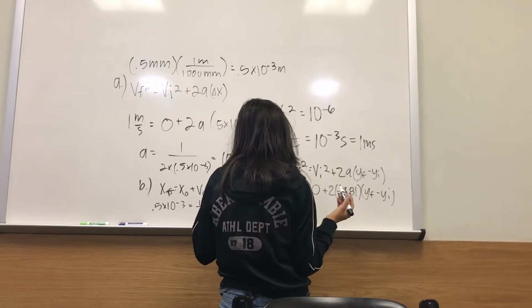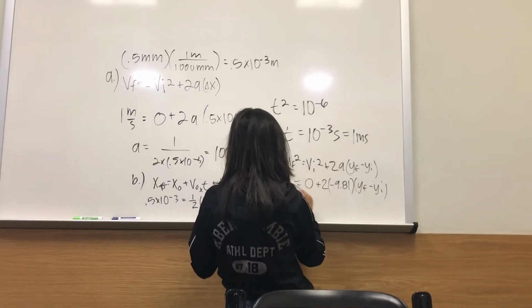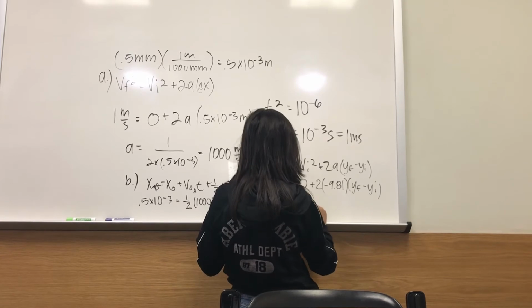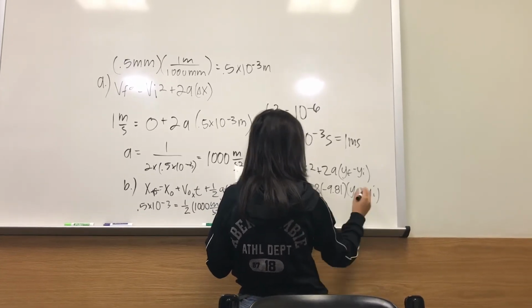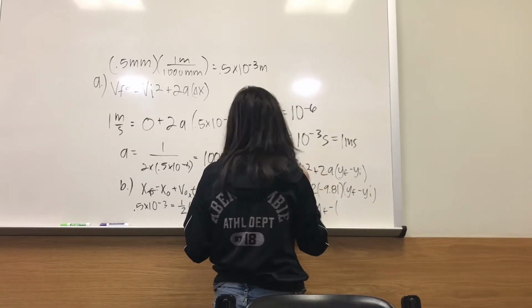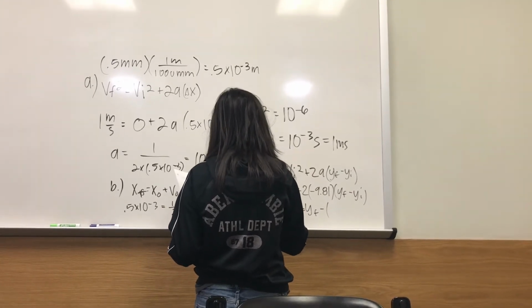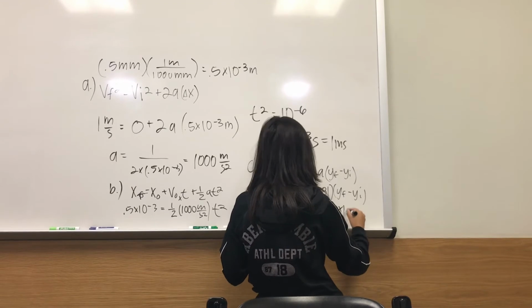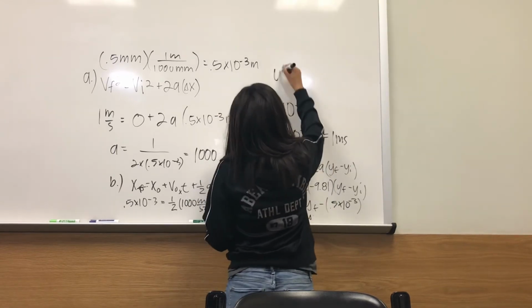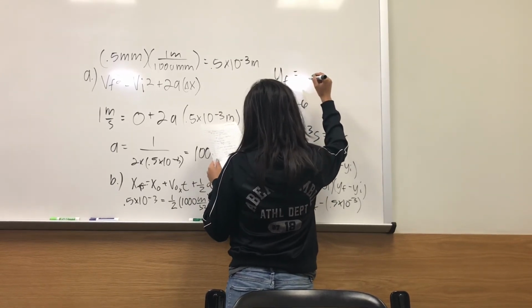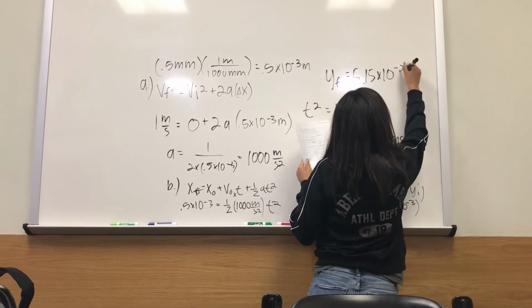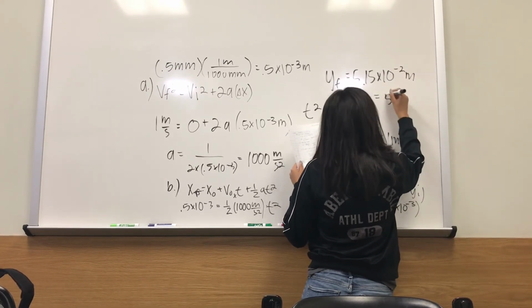And then when you do that, you get 0 minus 1 squared over 2 times negative 9.81 equals our y final minus our initial value, which is 0.5 times 10 to the negative 3, and when you solve that, you get 5.15 times 10 to the negative 2 meters, and that's just 5.1 centimeters.